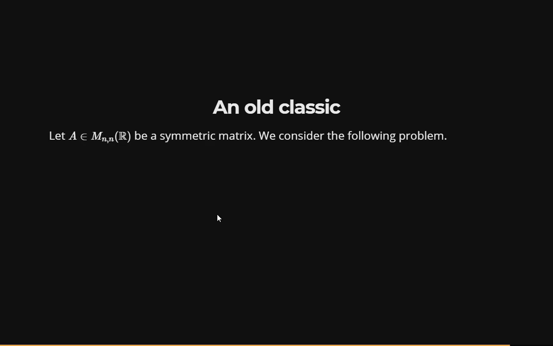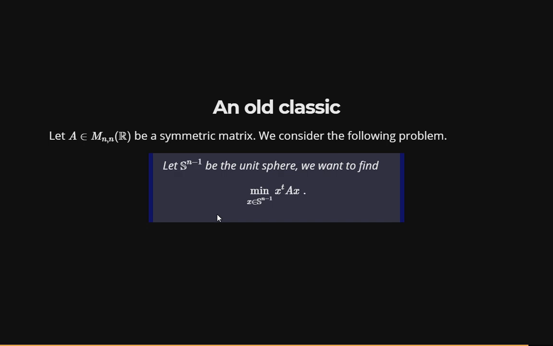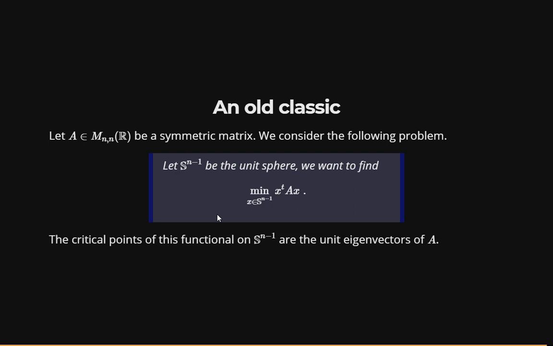Now, an old classic. We take a symmetric matrix and we consider this problem, the minimum on the sphere of X transpose AX. The critical points of this functional are the unit eigenvectors of A, and the critical values are related to the eigenvalues exactly.